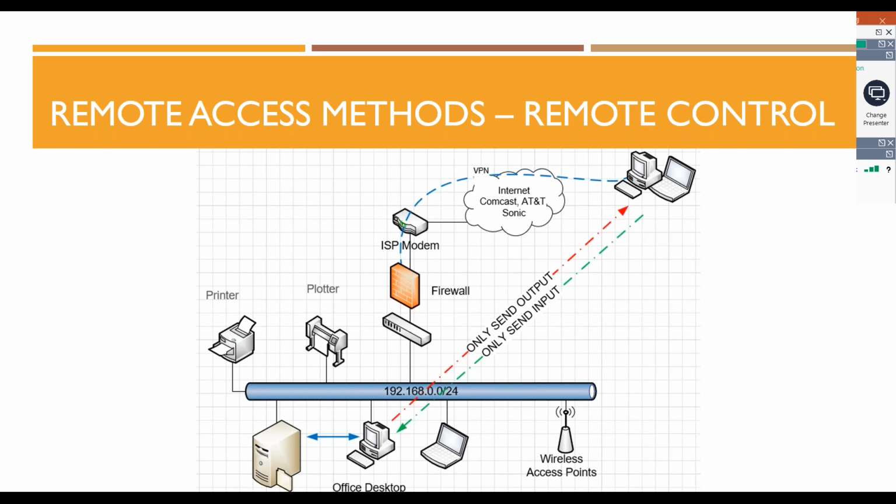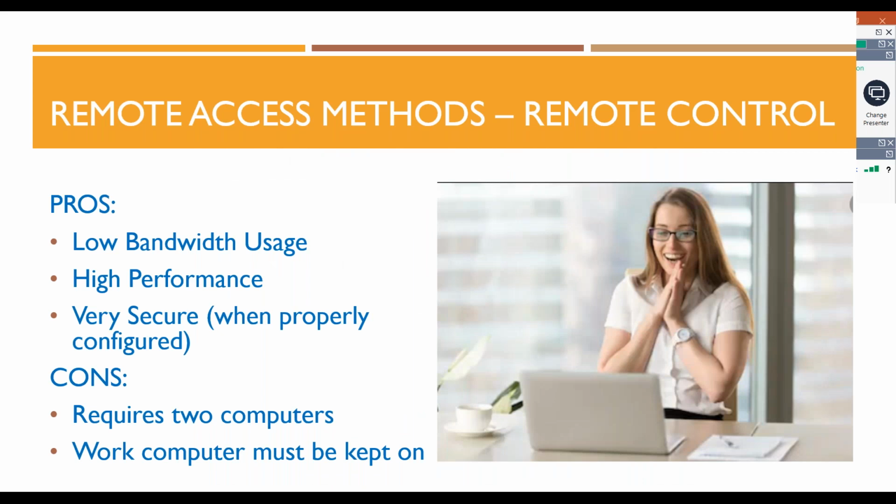Now there's some drawbacks of remote control as well, and we can talk about those here. So again, the pros are better low bandwidth usage, higher performance, and also it's more secure because your computer is not actually a part of the network. It just sends the clicks back and forth. But the cons are it requires two computers, right? One at home and one in your office. And also your work computer always has to be on for you to connect to it remotely. You can't shut it down, because if you shut it down, you'll have to go to the office to turn it back on.